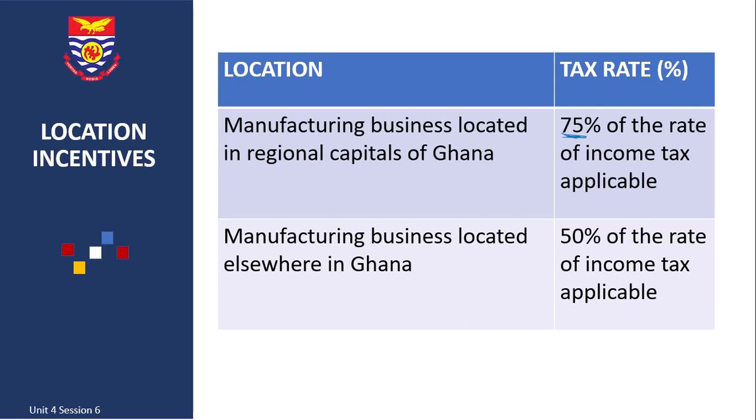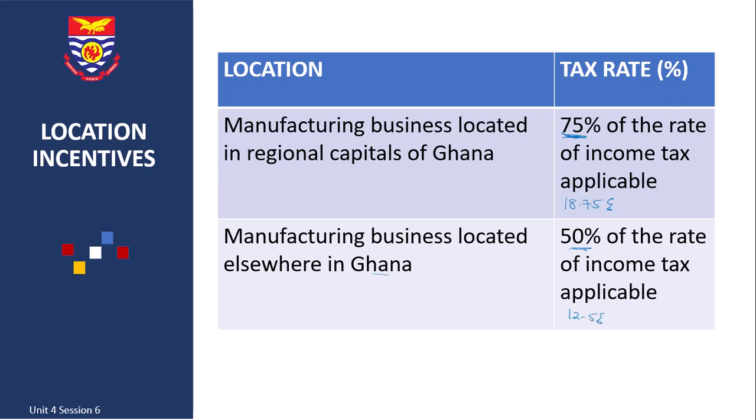If you are a manufacturing business located elsewhere in Ghana, 50% of the corporate tax rate, which is 25%, is given to you as locational incentive. So you end up paying only 50% of the 25% as tax. So here, for the 75%, you can apply a straightforward rate of 18.75%, and for the 50%, you can apply a straight rate of 12.5%.